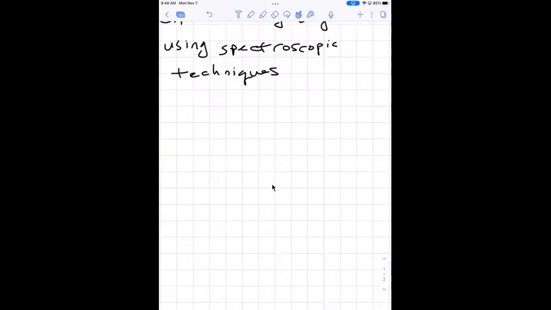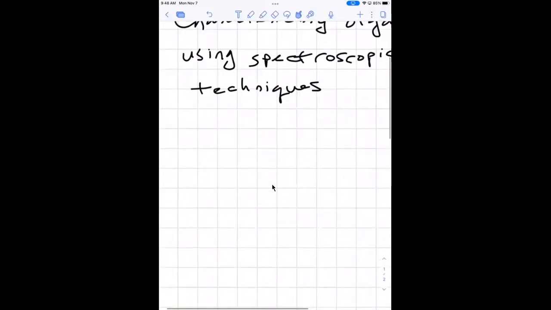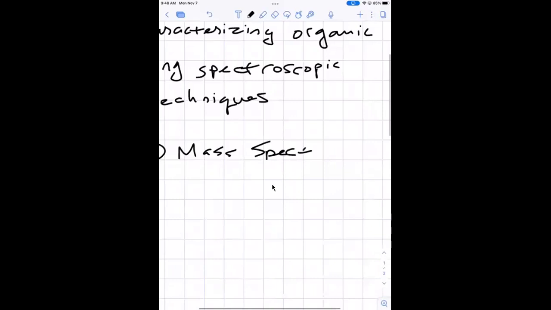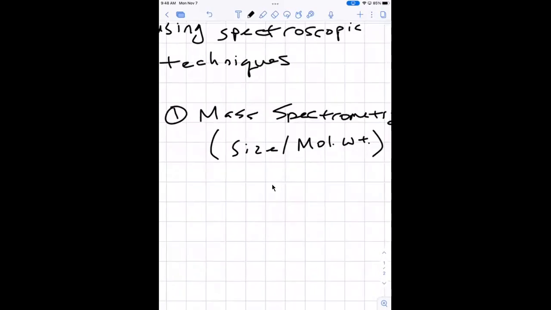All right, so we're going to study basically 3 different techniques: mass spectrometry. This tells us about size and molecular weight, right? That's important. And if you make a compound and it doesn't match what the calculated molecular weight is, then it's possible that you have something different, right?